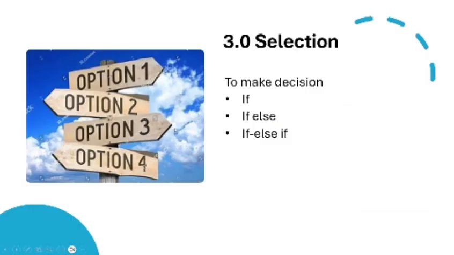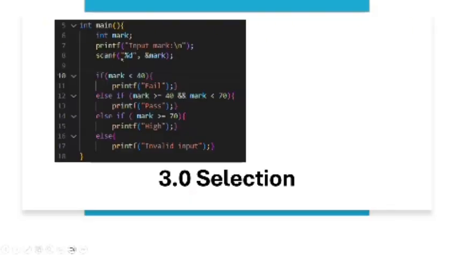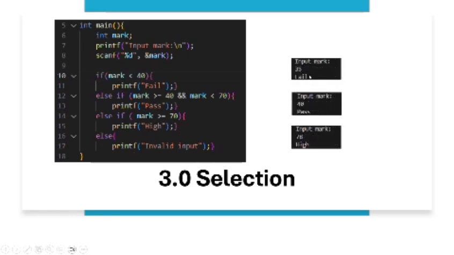And number 3, selection. Selection is to make a decision using if else, such as if my mark is lower than 40, it will print fail. Else if my mark is equal to or larger than 40 and lower than 70, it will print pass. Else if the mark is higher than or equal to 70, it will print high. Else, print invalid input. Such as like this: 35 fail, 40 pass, and 78 high.